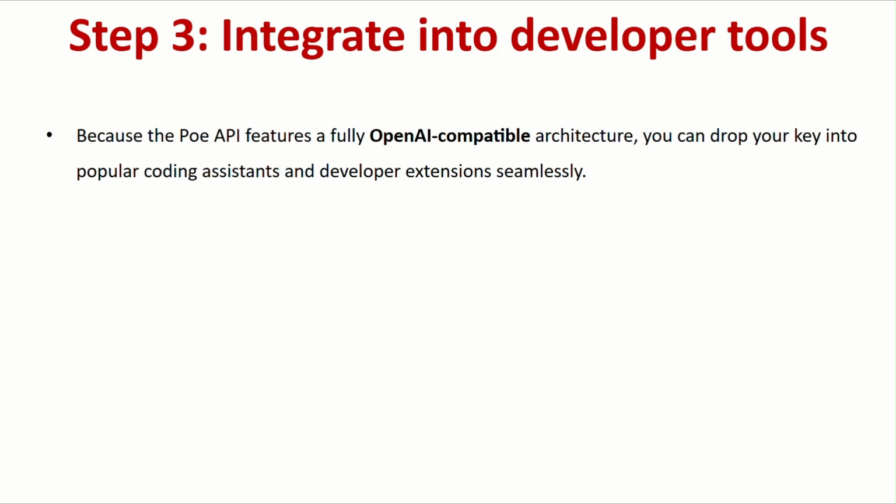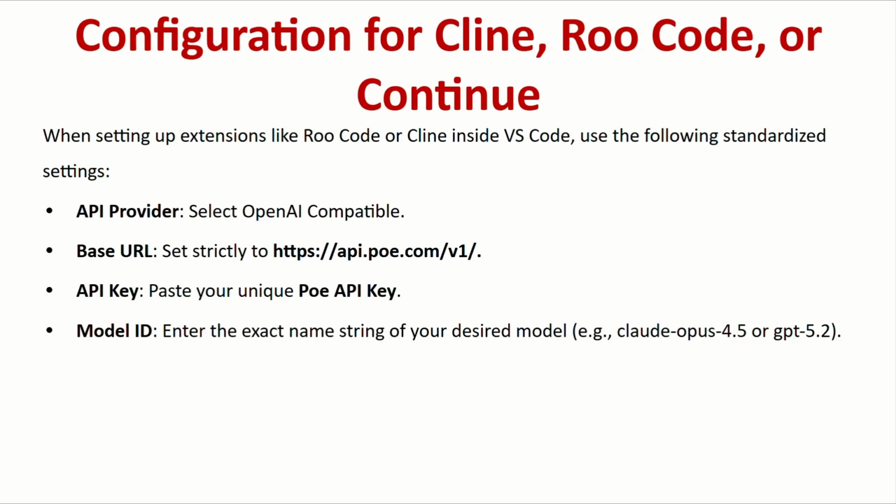Step 3. Integrate into developer tools. Because the Poe API features a fully OpenAI compatible architecture, you can drop your key into popular coding assistants and developer extensions seamlessly. Configurations for Cline, Roo Code, or Continue. When setting up extensions like Roo Code or Cline inside VS Code, use the following standardized settings.